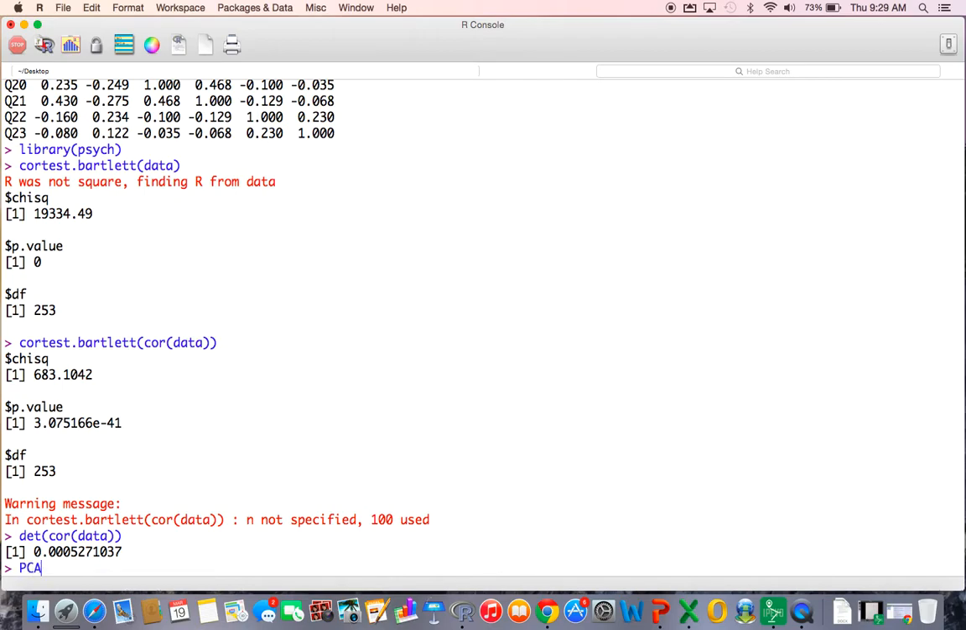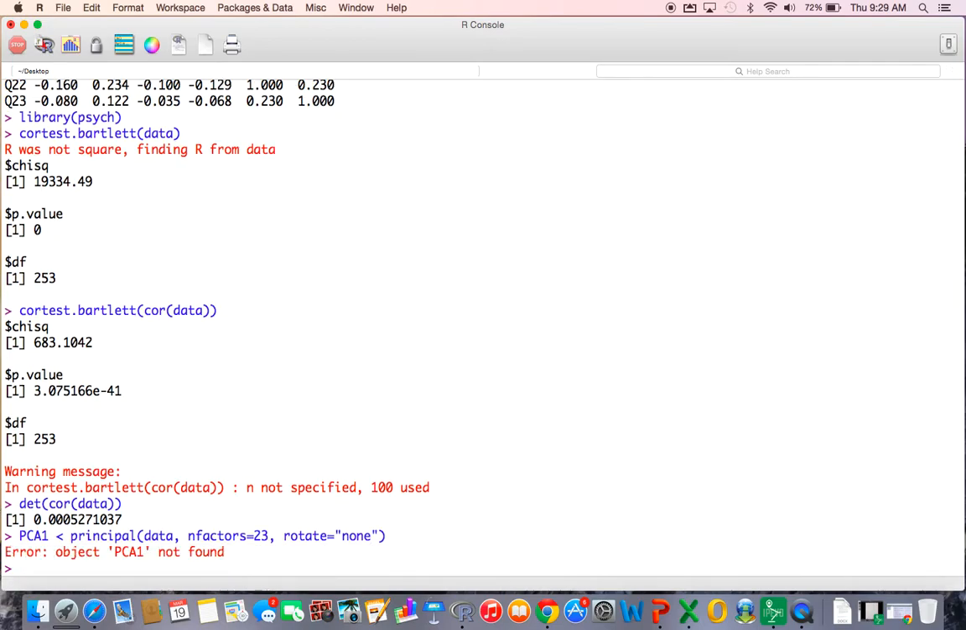So the first thing I want to do here is run my first principal component analysis, and I want my n factors to be the number of variables, which is 23. The first time I want to get the boring factor loadings, or the PCA loadings, and do none. What's going on here? Oh, shoot.